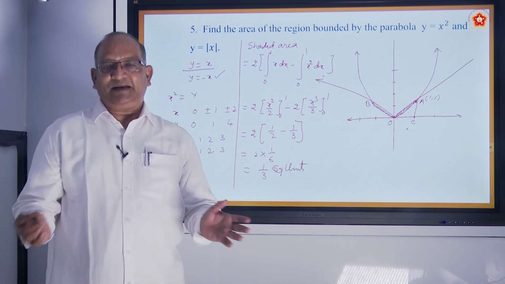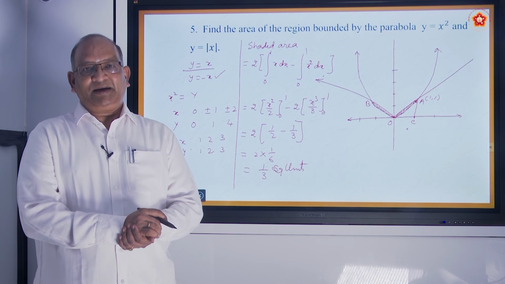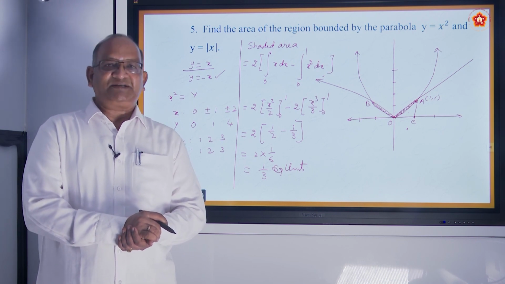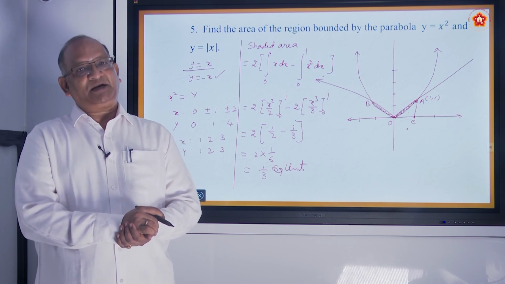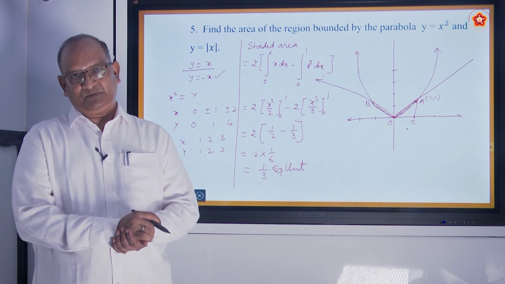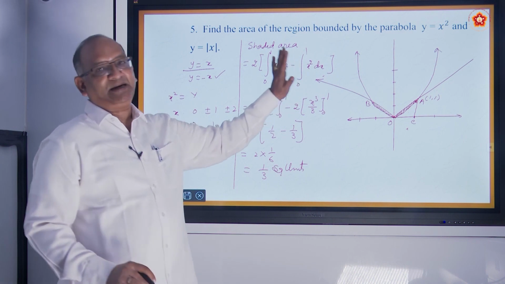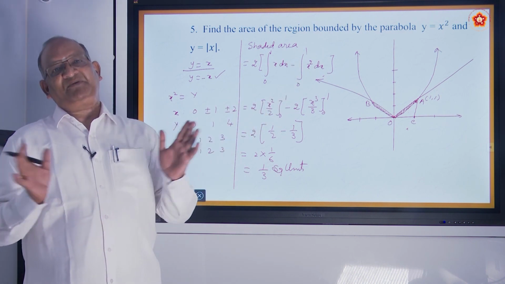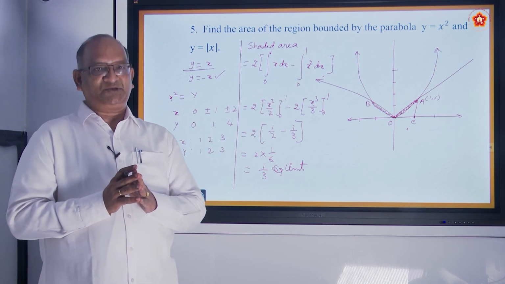So in this particular manner, we can calculate the area of the shaded region. This particular problem also involves a straight line and a curve. So we have to take two things separately. The difference between them gives you the actual area.